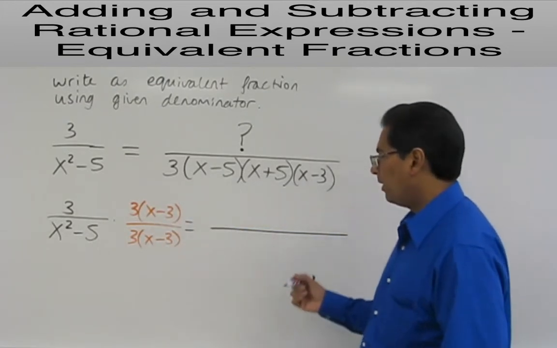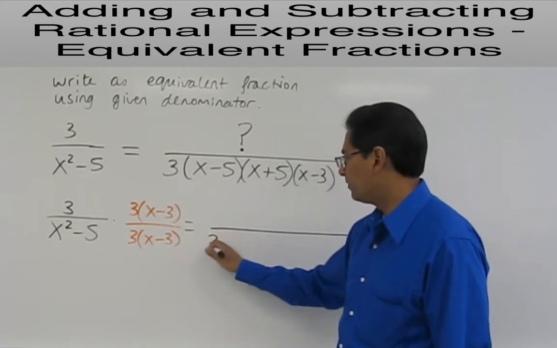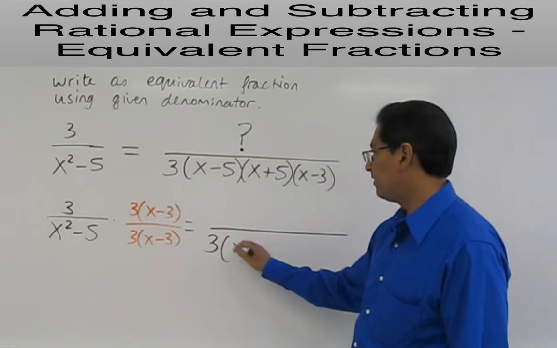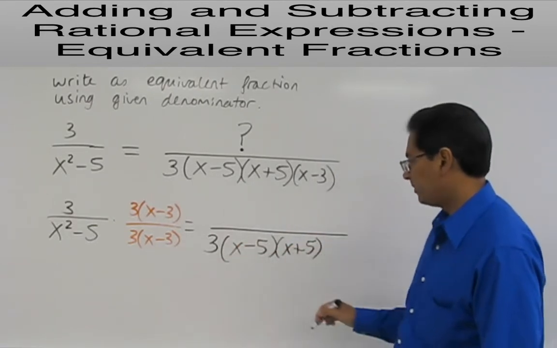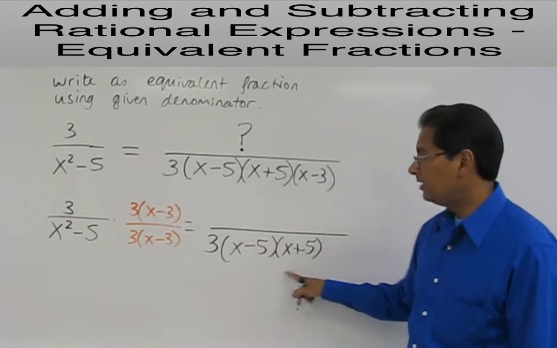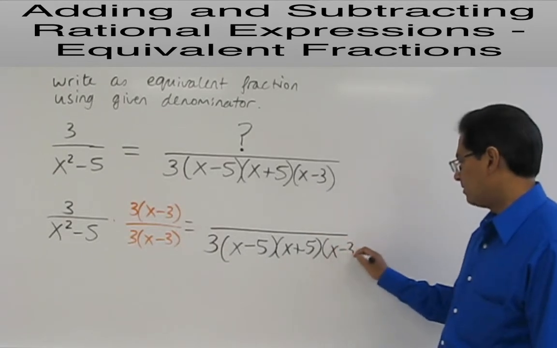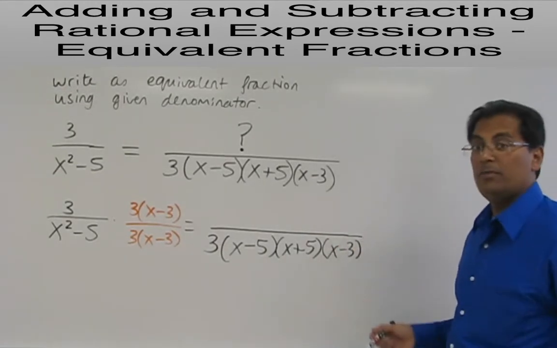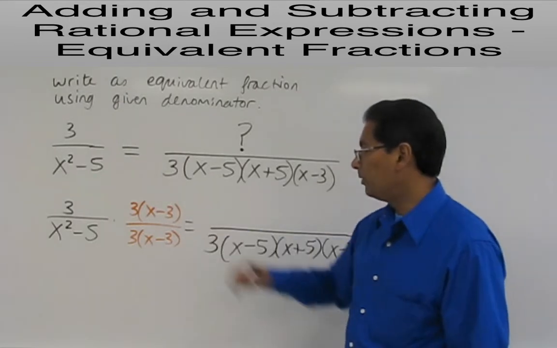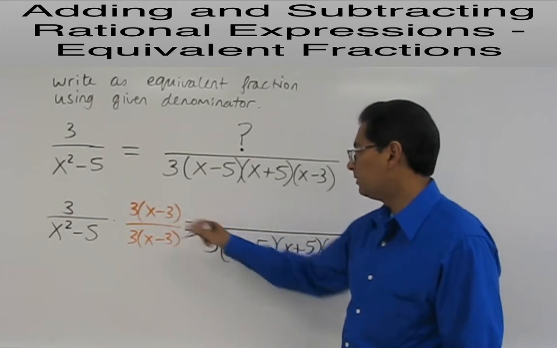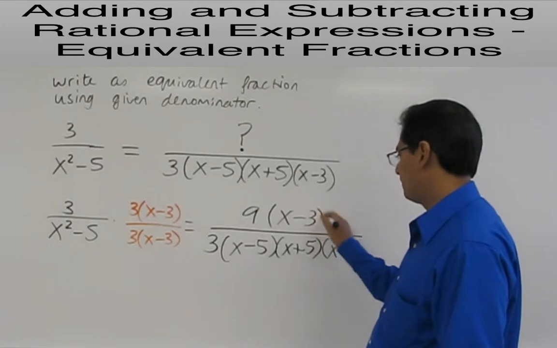And if we do that, on the bottom, note what we get. We're going to have a 3, and x squared minus 5, which I will break apart just so that we see it's the same as x plus 5, x minus 5. X minus 5, x plus 5 is x squared minus 5. And then we'll have an x minus 3. So remember, we're just multiplying these polynomials, and just multiply straight across. But the top now will be what? The top will become 9. 3 times 3 is 9 times x minus 3.